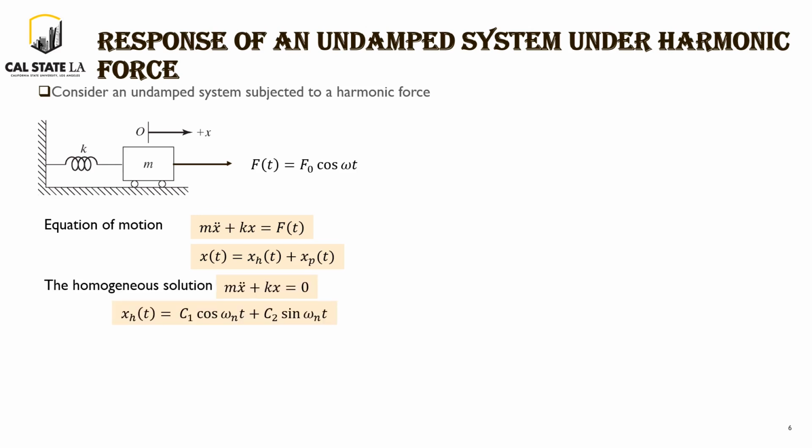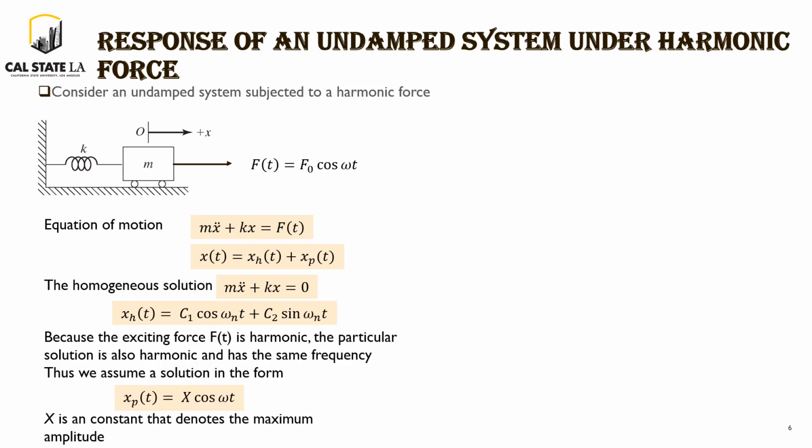The homogeneous solution x_h(t) is a solution to the equation m x double dot plus kx is equal to 0. We know that x_h(t) will be c1 times cosine omega n t plus c2 times sine omega n t, where omega n is a natural frequency, which can be calculated by using square root of k over m.